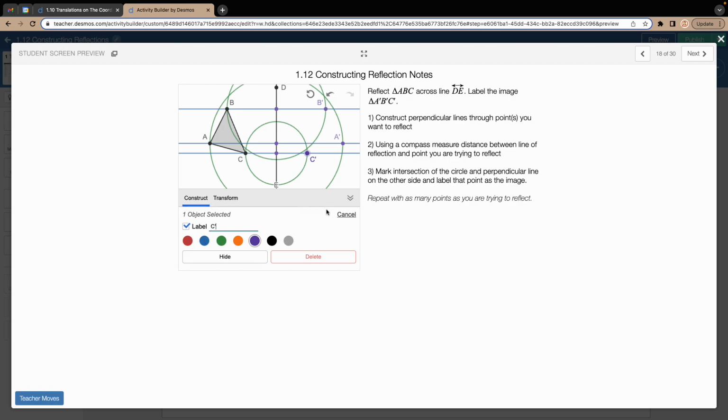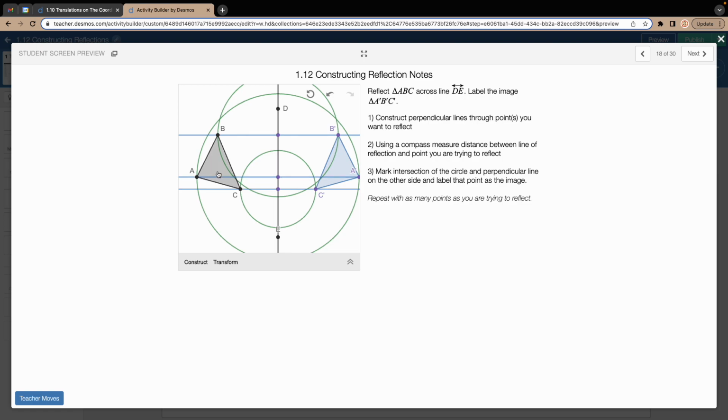Then the last step, right? It's a triangle, so let's just connect it and make it look like a triangle and make sure it looks like a reflection. Let's see if it looks like it flipped. So looking at this triangle, it looks like it flipped, or is a mirror image over that line. We use perpendicular bisectors, or a perpendicular line, and then the same distance to the other side. So we could do that with as many points as we need.